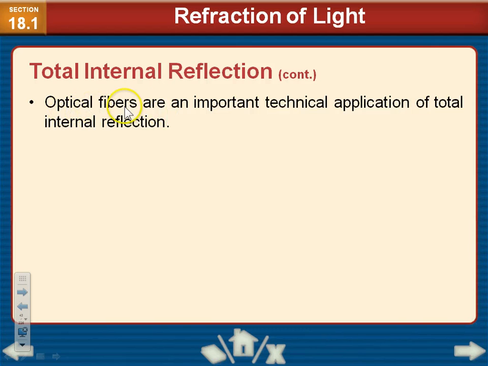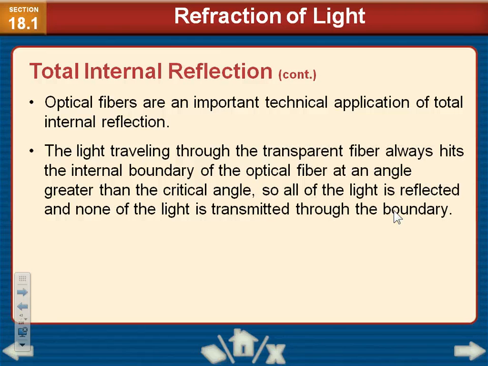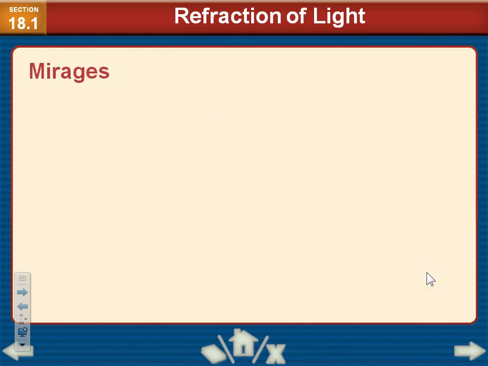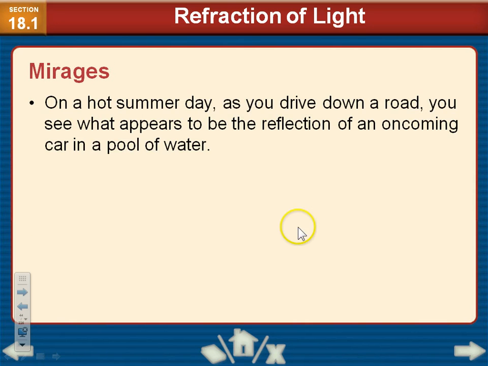This is also the concept for fiber optics. Fiber optics, basically, we send a light signal down a piece of fiber cable, and since the material is made such that none of the light escapes, all of the light is transmitted to the other end of the optical cable. You also see this in terms of mirages.